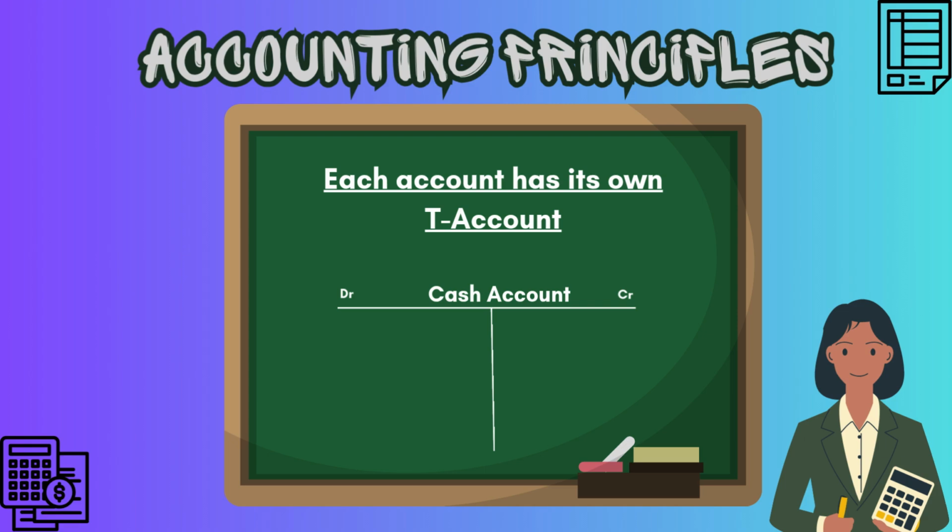A T account is shaped like the letter T. On the left side, we record debits, and on the right side, we record credits. Every account, whether it's cash, rent, or capital, has its own T account. This format makes it easy to visualize transactions and keep everything balanced.